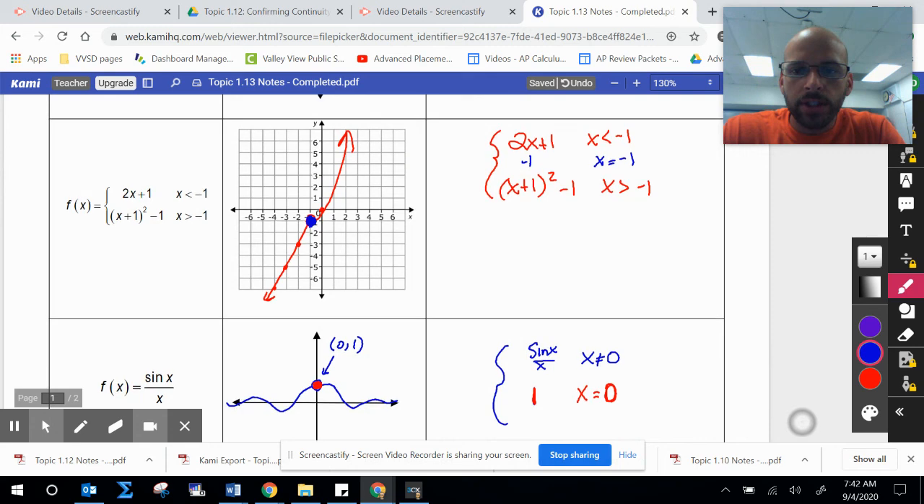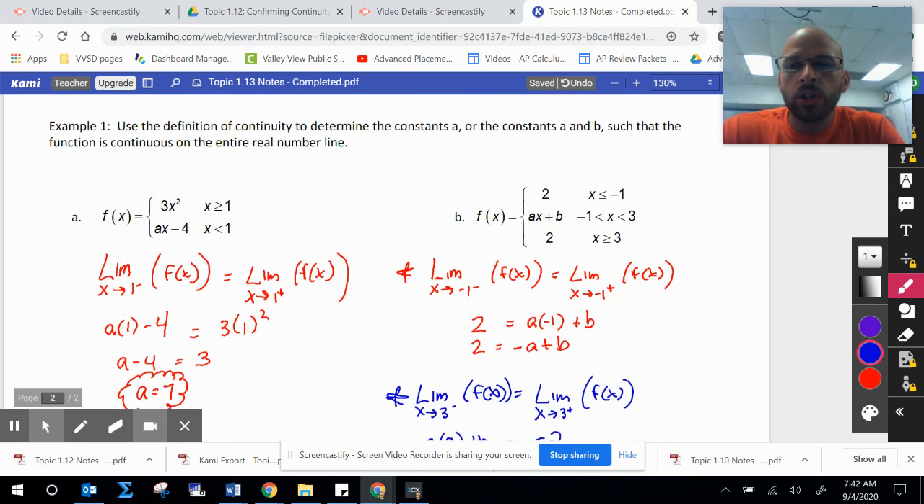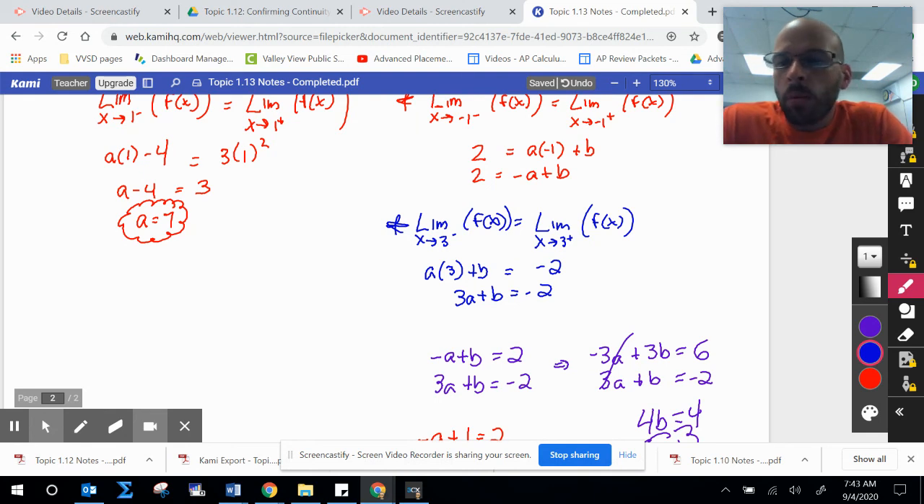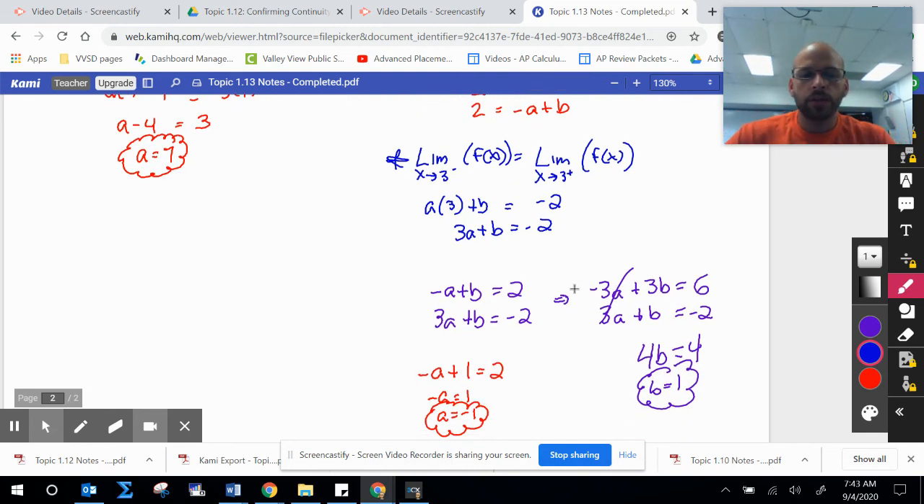Writing extended functions and finding missing coefficients so that it is continuous is kind of the name of the game for topic 1.13. All right, let me know if there's any questions.